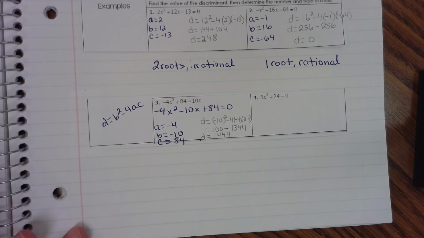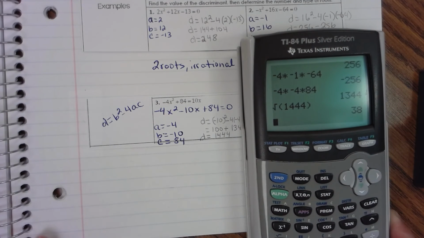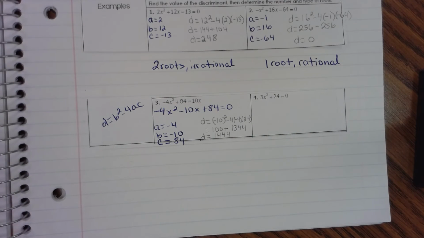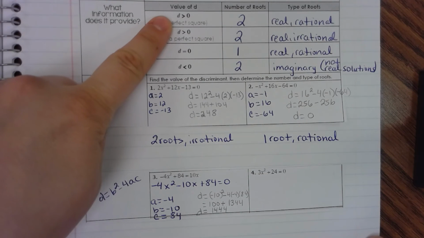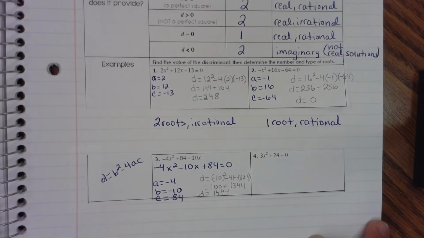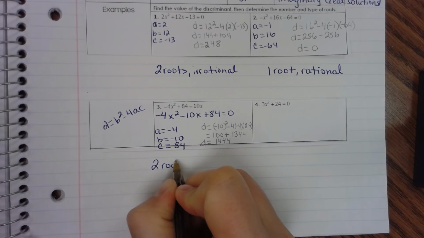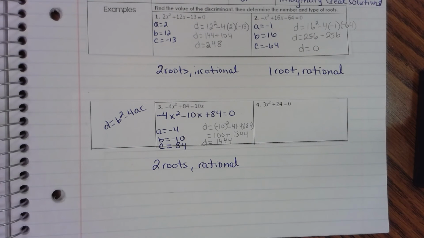And we can take the square root of that just to be sure. And you can see that when I do that, I get a 38, which means that it's a perfect square. And so that tells me that since it is a perfect square, that's my first choice here. So I have two roots, and they are rational, which means they are going to be positive and negative integers.